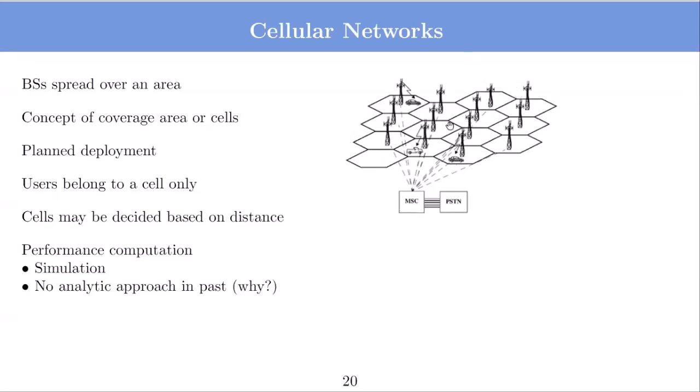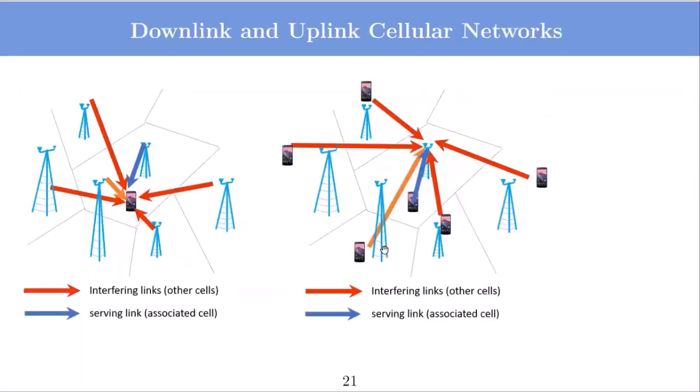And this cell to user association can depend on the distance or other factors also. And again, when we talk about the performance, mainly we will talk about simulation, and there are not very analytical approaches available in the past to compute the expression for any coverage. Then the other networks which we would be interested in are the same cellular network, where we have downlink and uplink.